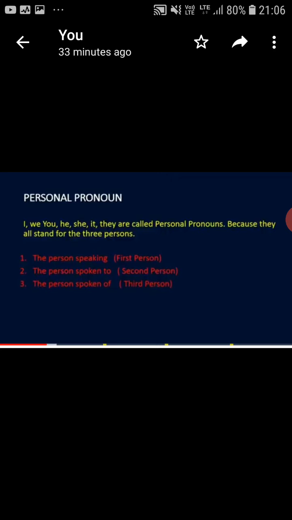I, we, you, he, she, it, they are called personal pronouns because they all stand for the three persons. And you know there are three types of person: first person, second person, and third person. The first person is always the speaker, the second is the listener, and the third is the person spoken of, or a person we are talking about.